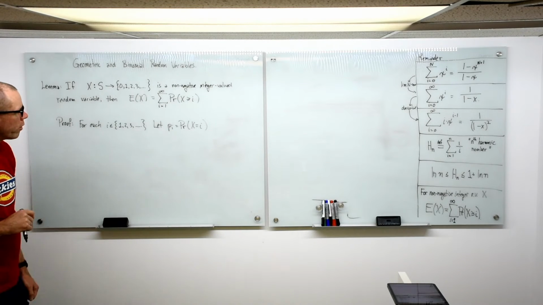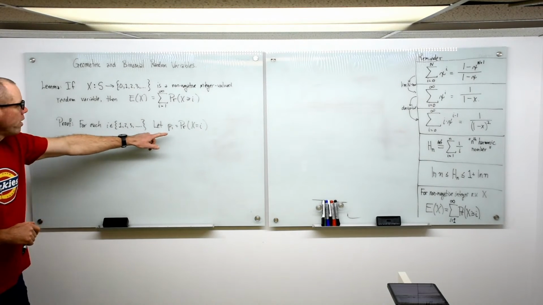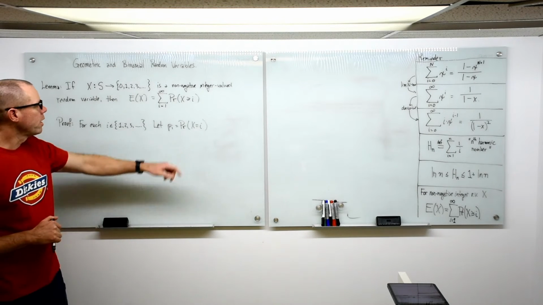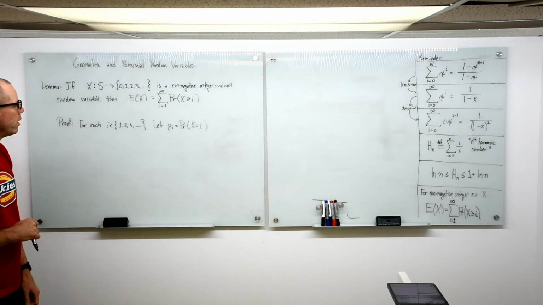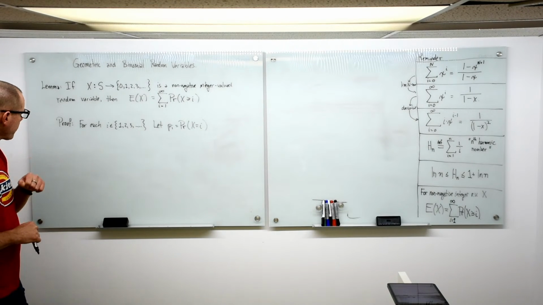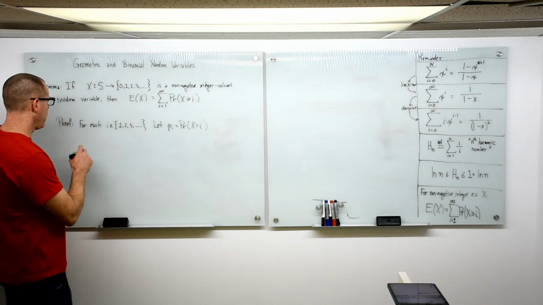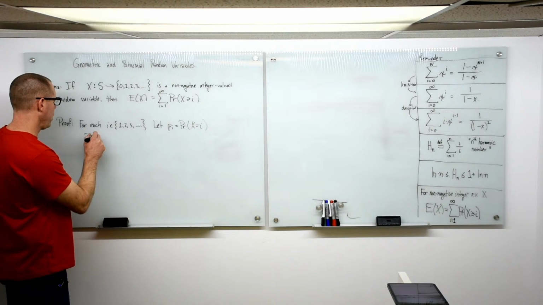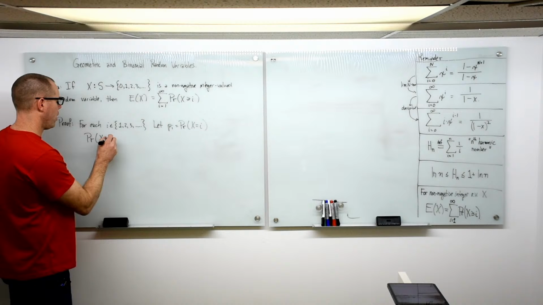This could be 0, for instance. I mean, this is an infinite number of these i's, and maybe X only takes on a finite number of values. That's not a problem because these p_i's can be 0. So we'll define that. And then notice the probability that X is bigger than or equal to i.